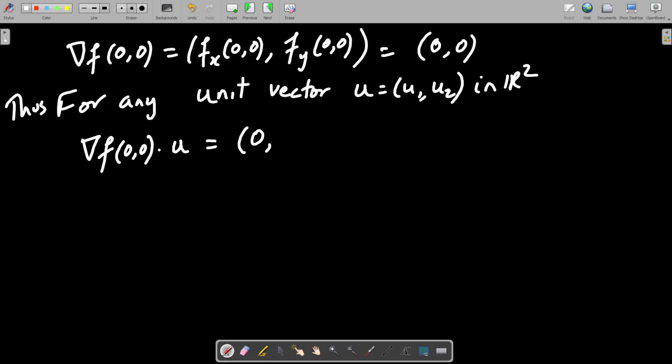What is this going to be? This is going to be (0,0) dot product with (u1, u2). What will this become? This will become 0, not (0,0), it's just the scalar 0.